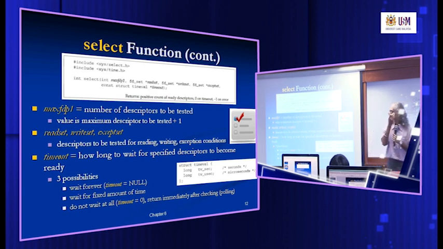Just wait forever, or wait for a fixed amount of time. So you fix a number, if you put a value here, 10 seconds or 20 seconds, then you wait for that amount of time. Or if the timeout is equal to 0, that means we do not want to wait. Immediately let me know whether any of these sockets are ready to be read, to be written, or has errors. Quickly go and check and let me know. No waiting.